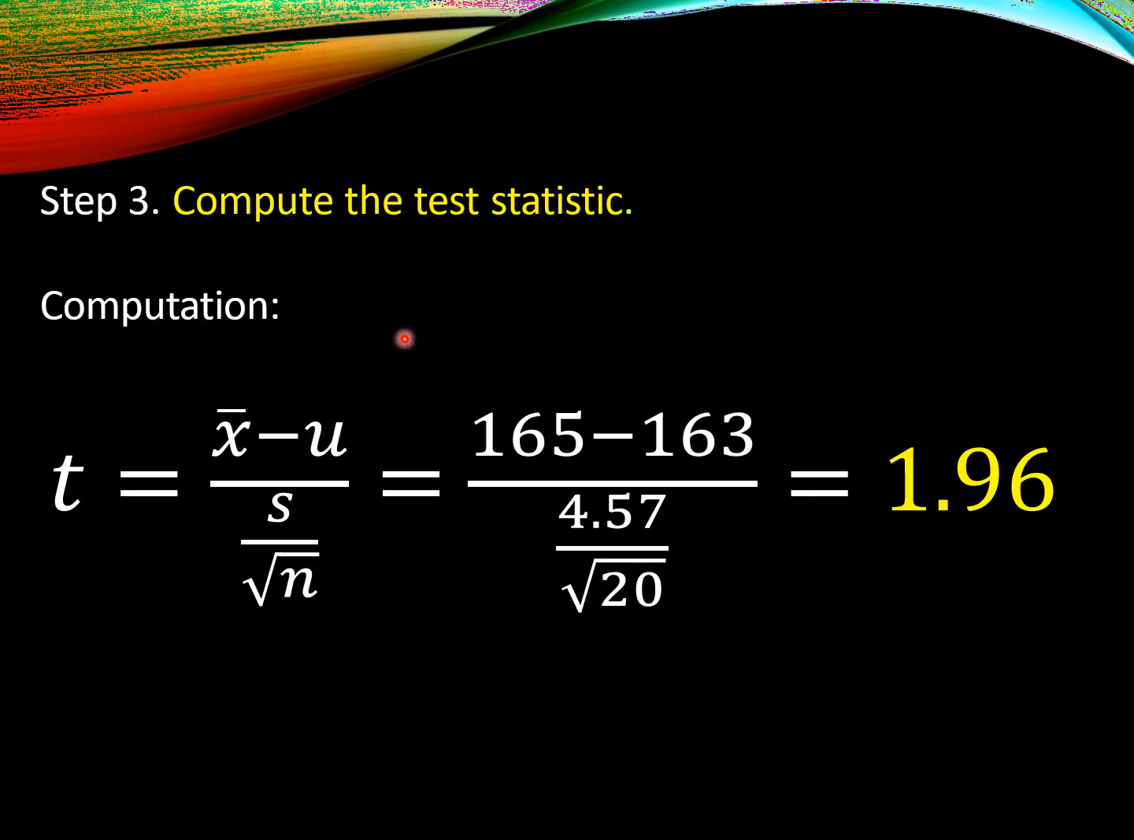Step 3, since n is less than 30, so we're going to use the t-test. Substitute lang natin. Sample mean, 165 minus 163, population mean. Ito na yung S natin kanina, 4.57, using the formula in finding for the sample standard deviation. Okay, go back to that. Over square root of 20. And we will get a t-value of 1.96.